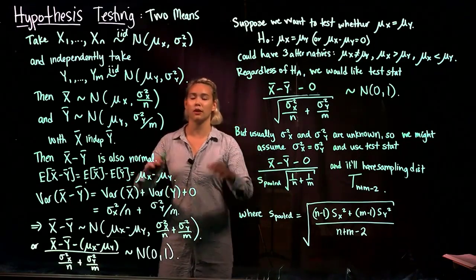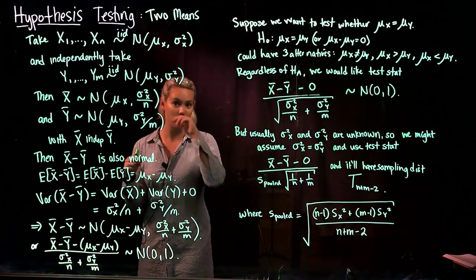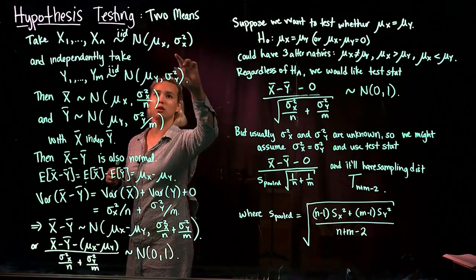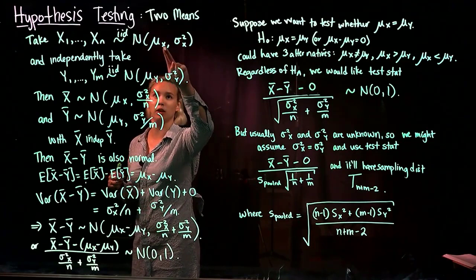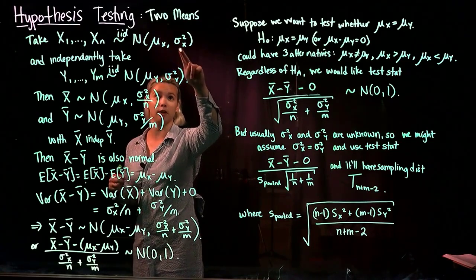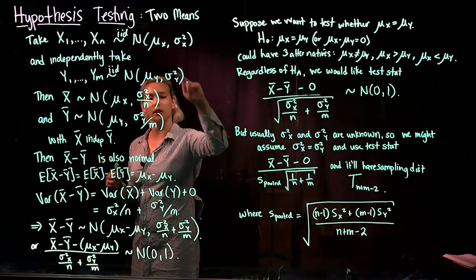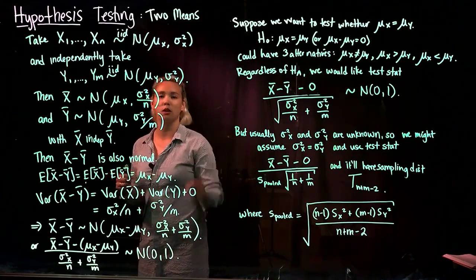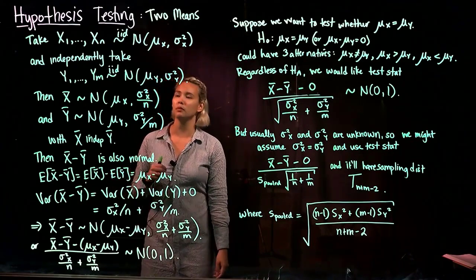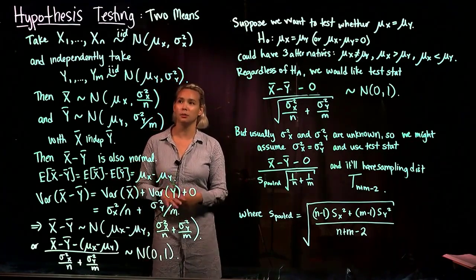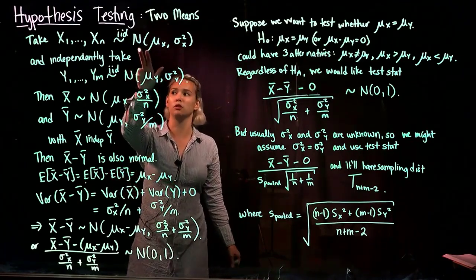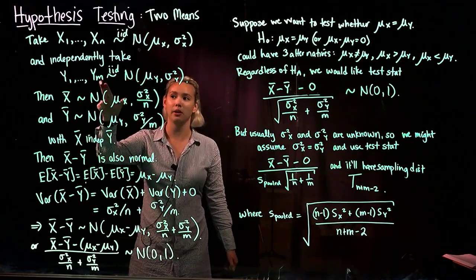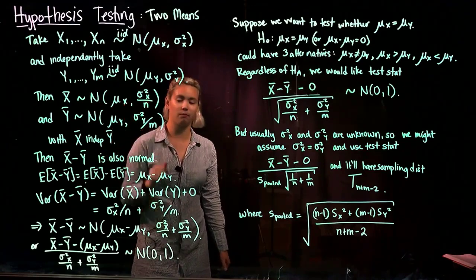So let's set things up. If we have two means, then we're going to be sampling from two distributions. Suppose one is a normal distribution with mean mu x and variance sigma squared x, and the other is a normal distribution with mean mu y and variance sigma squared y. Let's take a random sample of size n from the first distribution, and then independently take a random sample of size m from the second distribution.